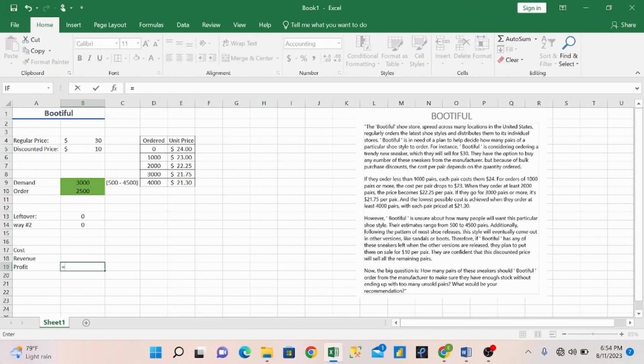The formula to calculate profit is always going to be your revenue minus your cost. Okay, so now let's start thinking of how this business spends money. The only way this business spends money is that it needs to order pairs of shoes first. So it ordered 2,500 pairs of shoes at a unit price of $22.25. So what I want to do here is return the unit price, then multiply it by the total order.